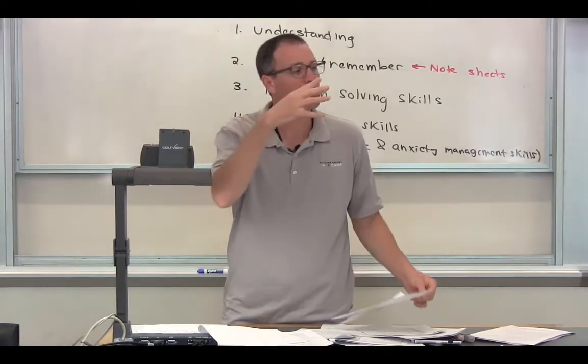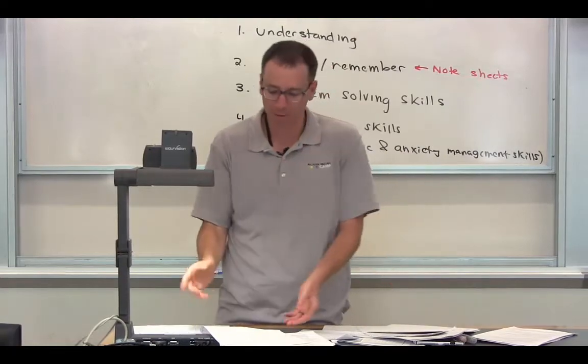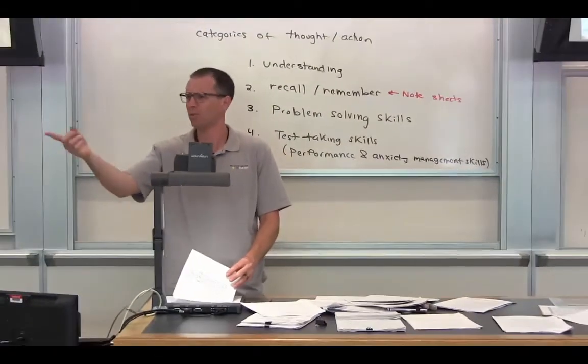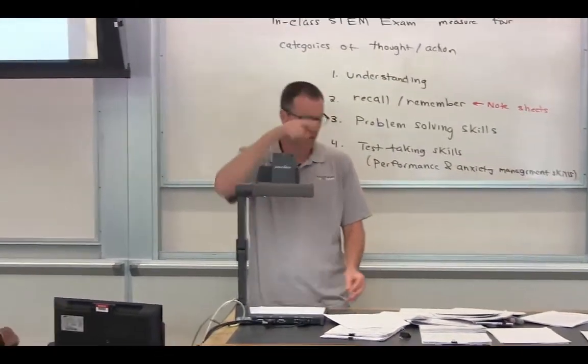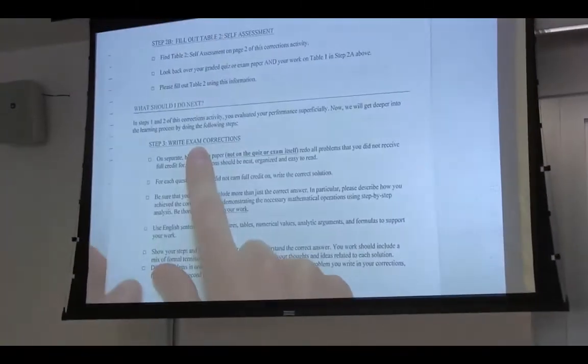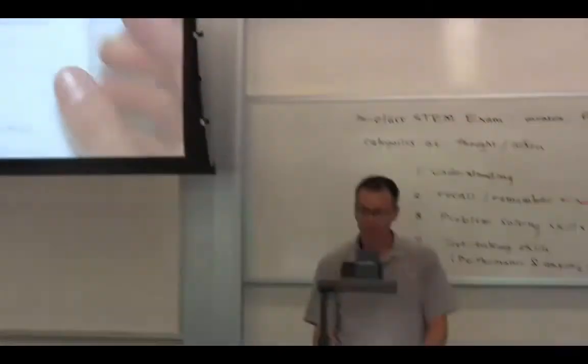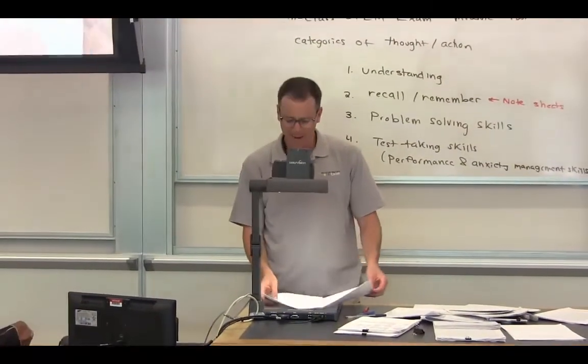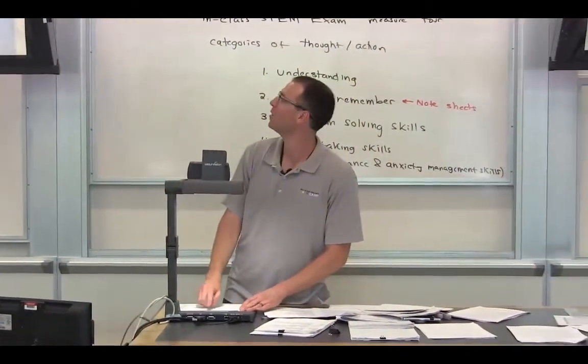And more importantly, this is where steps 4, 5, and 6 come in. So step 3, what was step 3 again? Who was it? Connor who was saying that? Or Danya? What was step 3? Write the exam corrections. What's step 4? And I might ask April to be real loud. What's step 4? Step 4 is identify your mistakes.